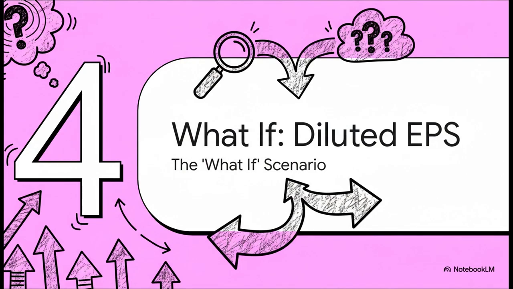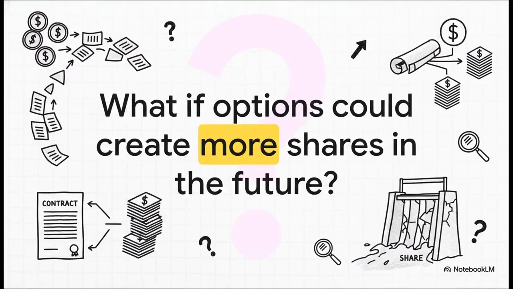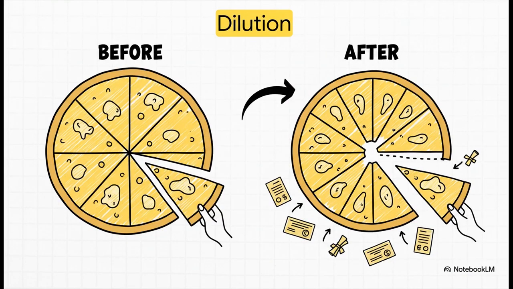So now we have our basic EPS. It's great. It tells us the company's performance per share based on what actually happened last year. But investing is all about the future, isn't it? What if things could change? And that brings us to the what if scenario, a super important concept called diluted EPS. You see, a lot of companies have things like employee stock options or convertible bonds or other weird and wonderful instruments that aren't ordinary shares right now, but they could become them in the future. As an investor, you absolutely need to know about this potential flood of new shares. Why? Because of one word: dilution.